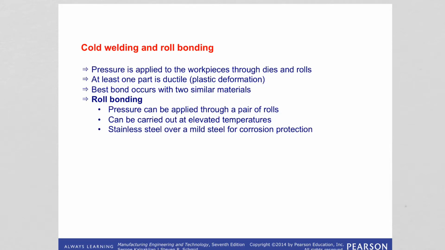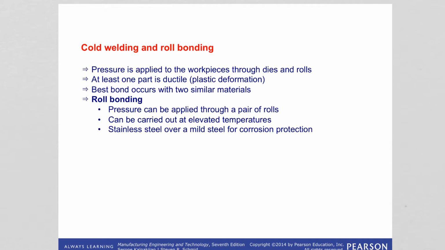Cold welding is a process where the pressure is applied to the workpiece through dies and rolls. In this case, the joining happens through plastic deformation, so it is essential that at least one of the materials be ductile. Therefore, it is usually performed on non-ferrous metals or soft iron. And it is important that the surface be clean prior to this process.